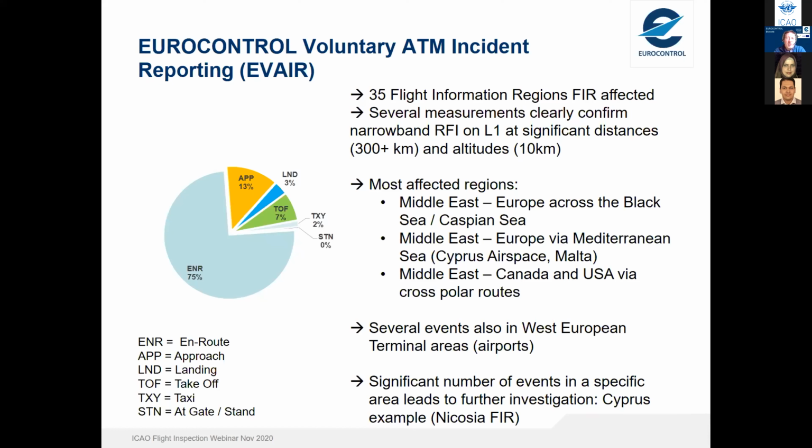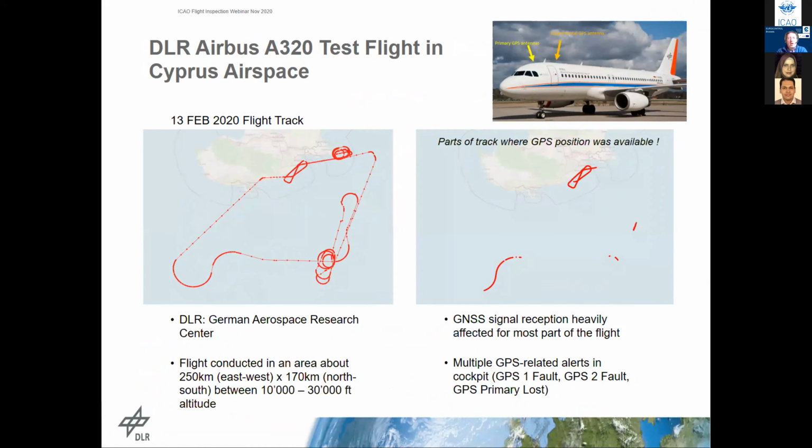So what we do is we collect all of these reports, and when all of a sudden there is a significant number of reports somewhere, we do get in touch with the people concerned and see what we can help. The German Aerospace Research Institute, DLR, did a test flight in Cyprus airspace, north of Cyprus, of significant extent. And you see here on the left the flight that was flown, and on the right you see where GPS position was available. And that is really a very significant difference that really shouldn't be the case.